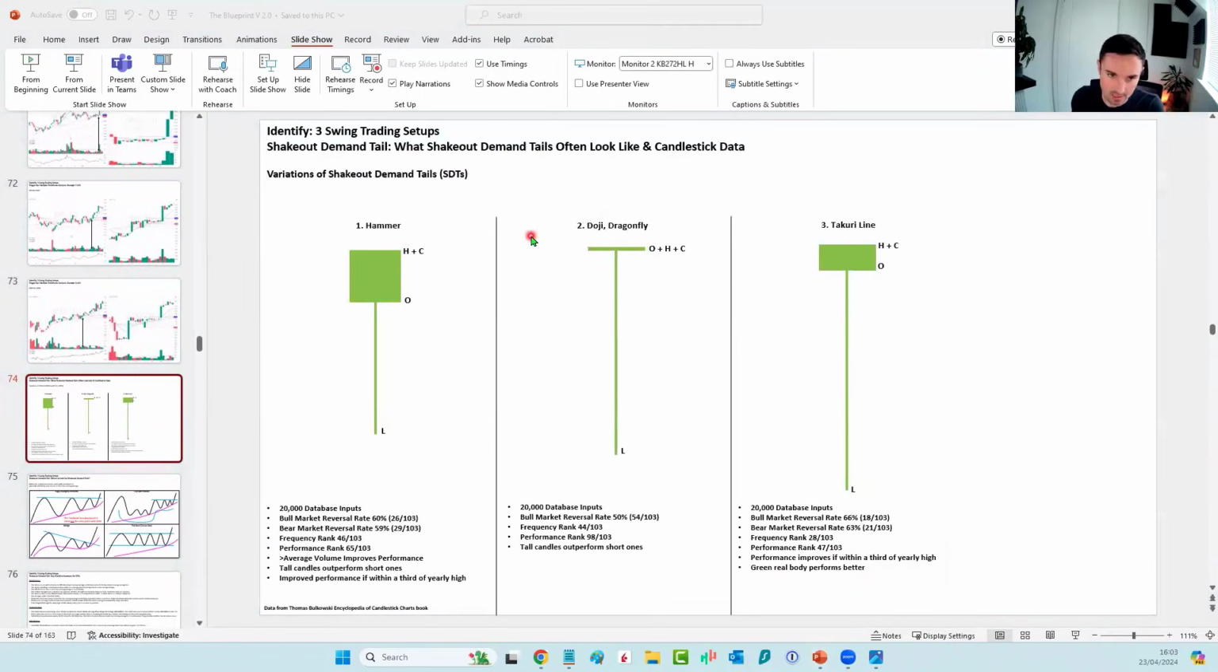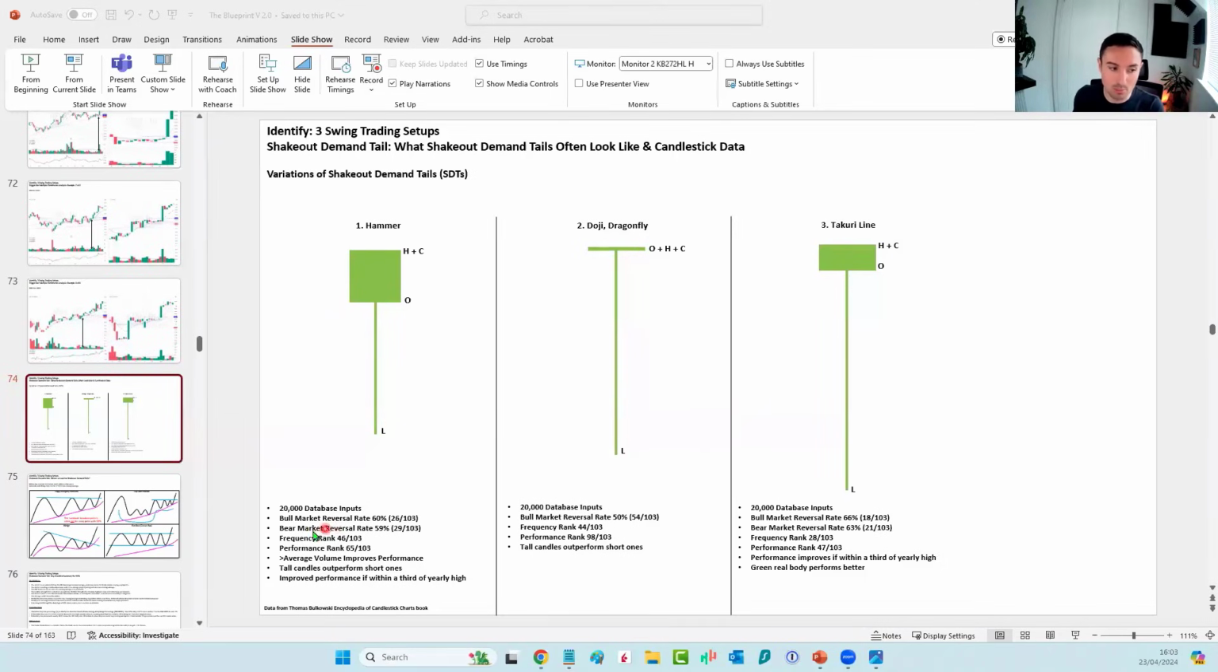Okay, so shakeout demand tails. There's three main ones in terms of actual classic candlestick patterns. That is going to be a hammer type candlestick, a doji dragonfly, and a Takuri line. Thomas Bulkowski wrote a very good book, the Encyclopedia of Candlestick Charts, where he tested 4.7 million Japanese candlestick combinations. He limited it to 20,000 database inputs per Japanese candlestick when he was doing the data. So what I just call a shakeout demand tail is a variation of these three candlesticks.